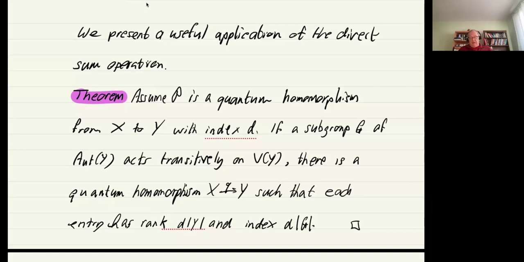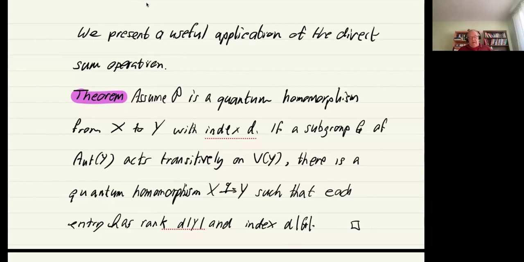So the result says that if you've got a quantum homomorphism from X to Y with index D, and a group acting transitively on the vertices of Y, then there's a quantum homomorphism from X to Y such that each entry has the same rank and the same index. So you can make all the ranks equal. Notice that the rank is going to be the size of your target graph times D. So like I said, the rank can be big and the index can be big.